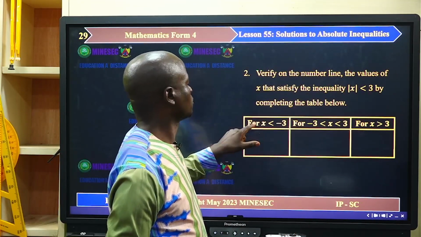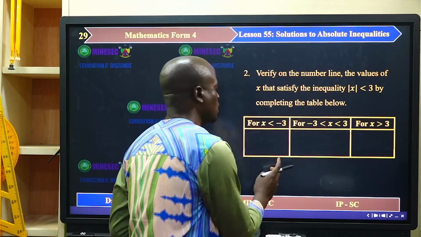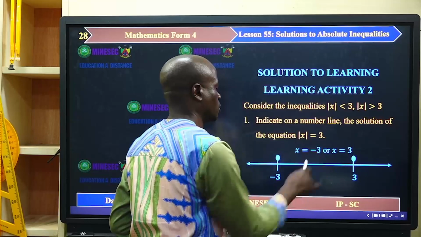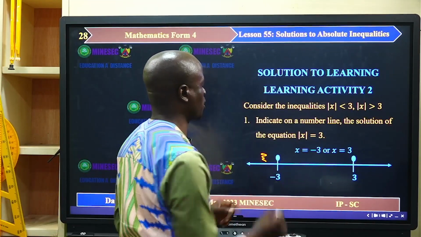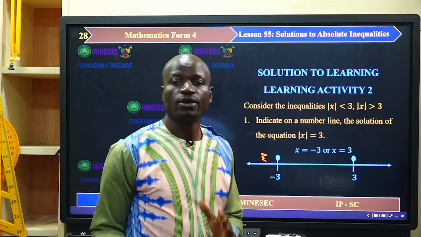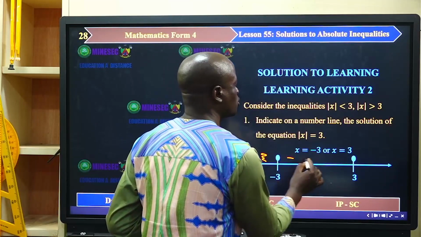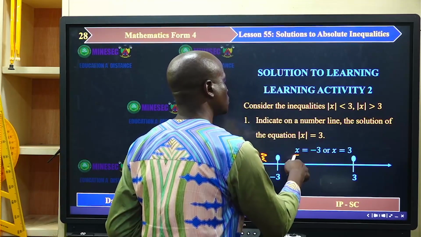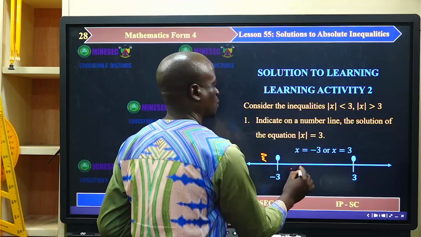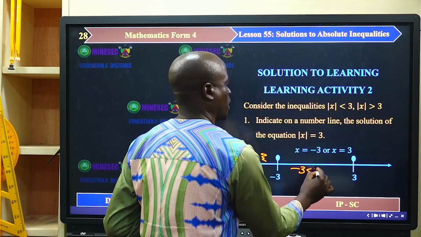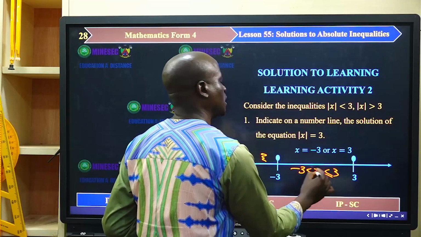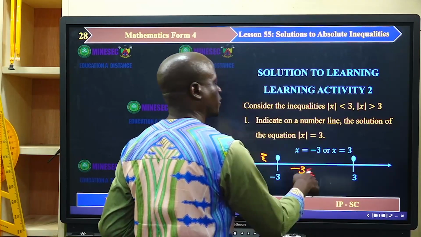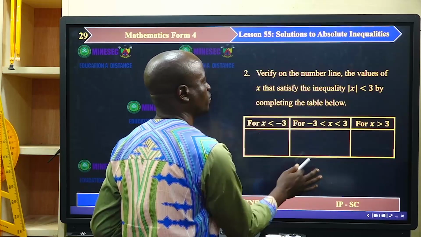The first column says x less than negative 3. Let me show you where these intervals are coming from. When we have these two values indicated, there are regions. This place here is x less than negative 3. In this region here, we have negative 3 is less than x less than 3, or we can say less than or equal to, whichever. And then here we have the values of x that are greater than 3.